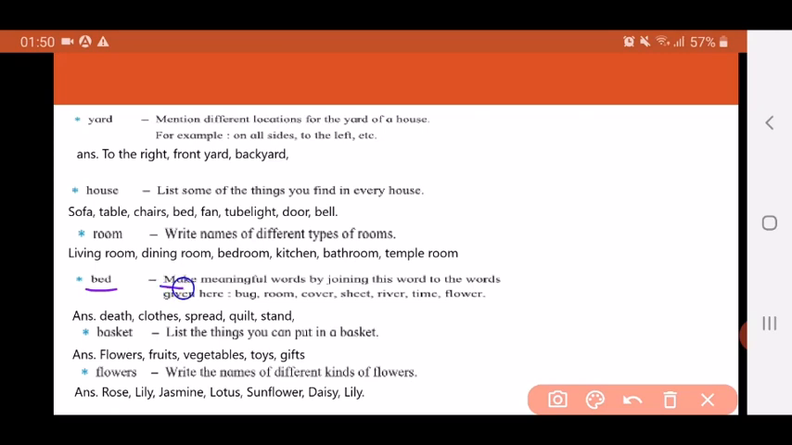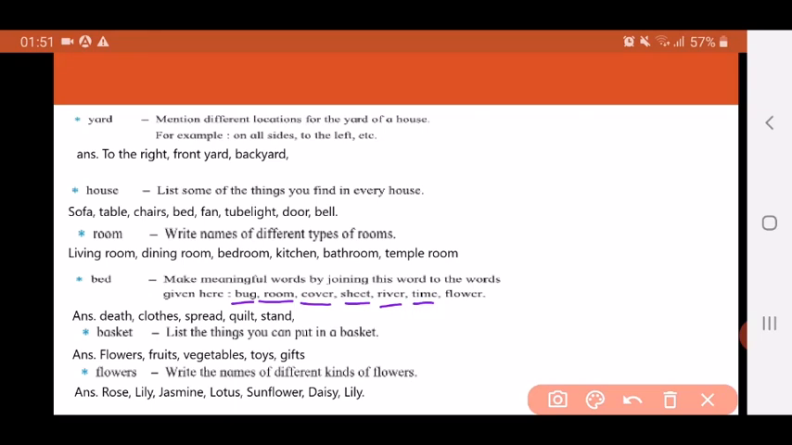Bed. Make meaningful words by joining this word to the words given here. Bug, room, cover, sheet, river, time, flower. So if you add bed to bug, you get bed bug. If you add bed to room, you get bedroom. If you add bed to cover, bed cover. Add bed to sheet, bed sheet. River to bed becomes river bed.